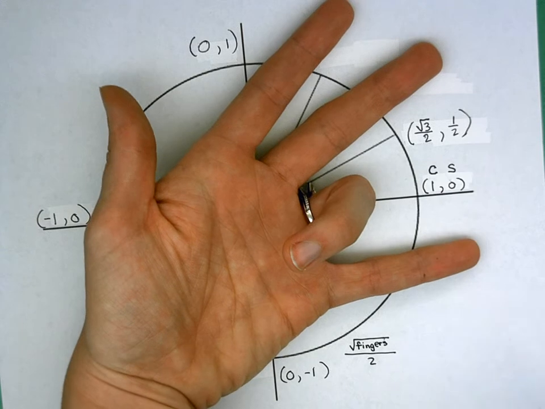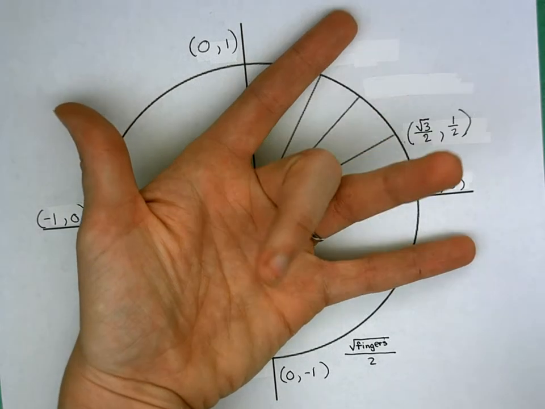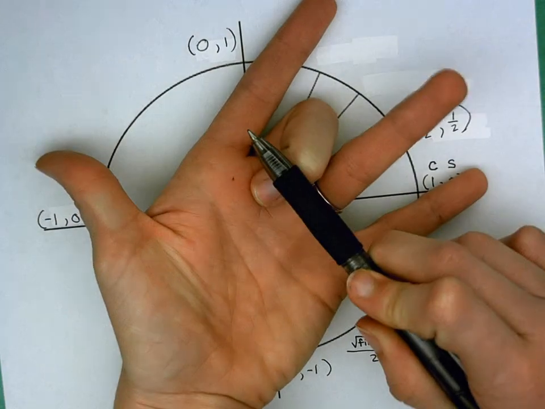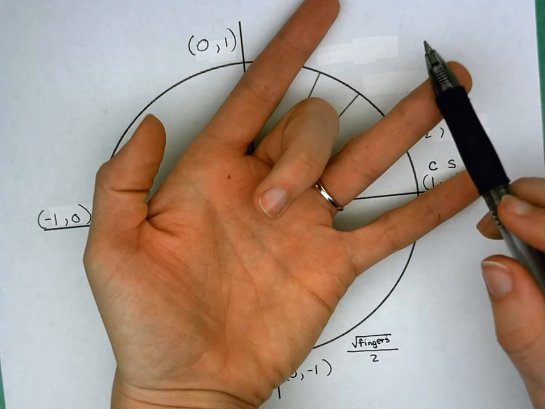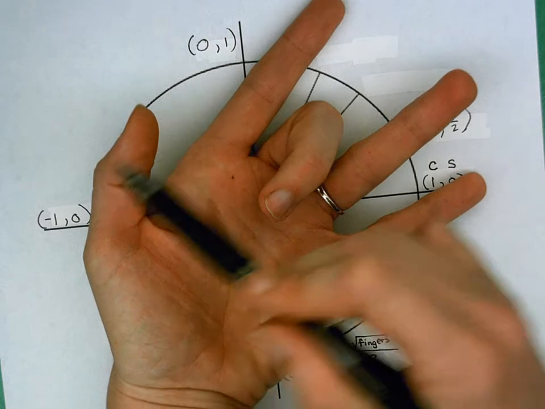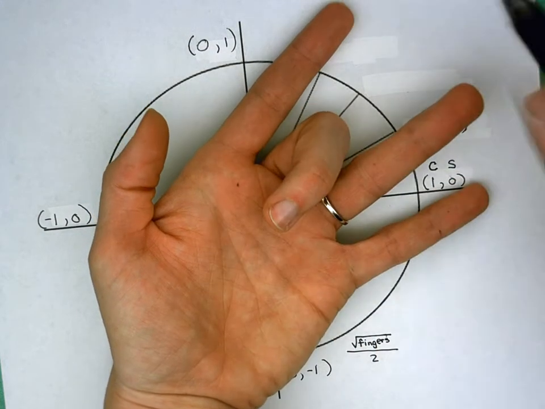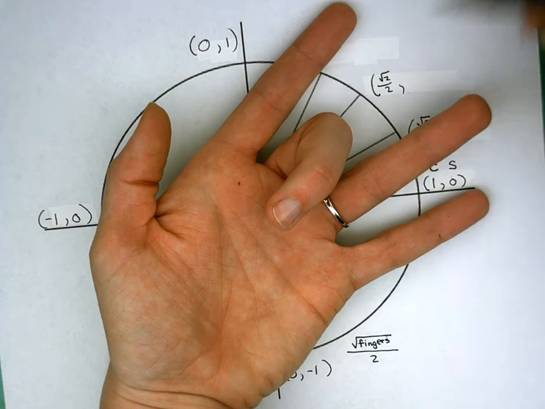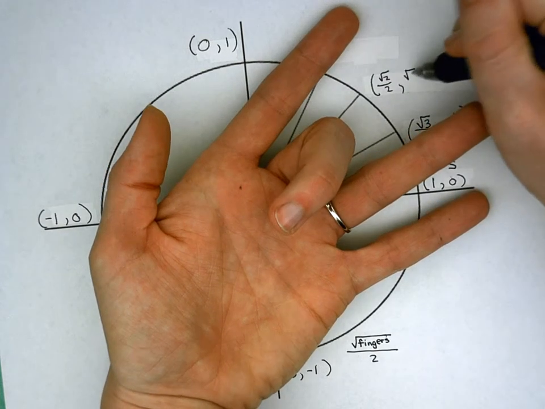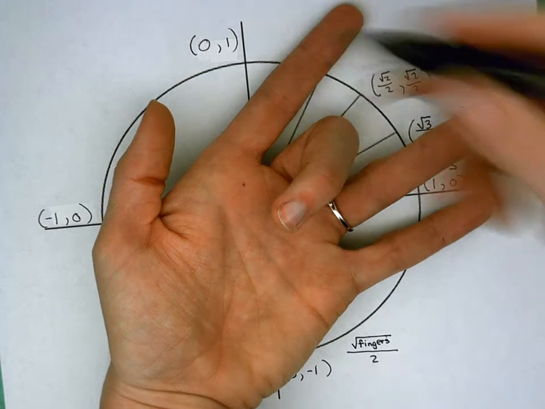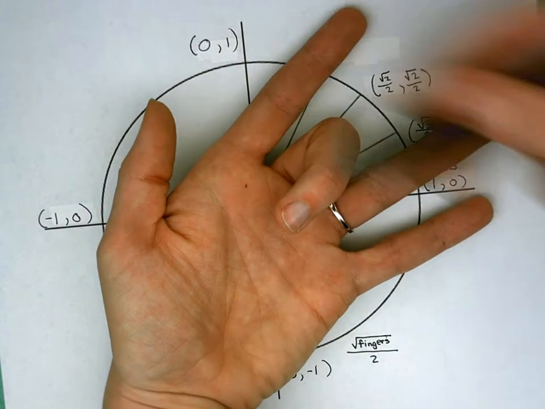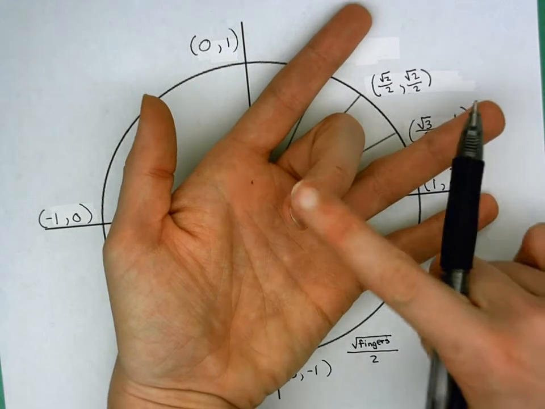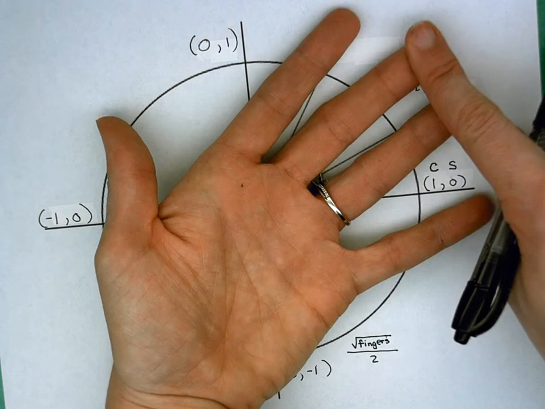Root fingers over 2. Okay, pi over 4, which is my middle finger here, right? Pi over 4. So I'm going to turn down my middle finger. Okay, and so we've got our cosine, sine. My cosine is root 2 over 2, and my sine is root 2 over 2, right? And that makes sense, right? For pi over 4, you have your root 2 over 2, and your root 2 over 2, cosine and sine are the same thing.